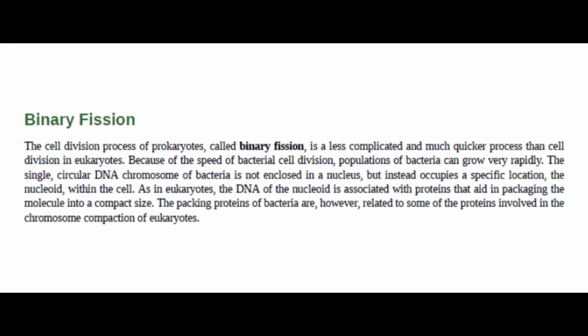The cell division process of prokaryotes, called binary fission, is a less complicated and much quicker process than cell division in eukaryotes. Because of the speed of bacterial cell division, populations of bacteria can grow very rapidly. The single circular DNA chromosome of bacteria is not enclosed in a nucleus, but instead occupies a specific location, the nucleoid, within the cell. As in eukaryotes, the DNA of the nucleoid is associated with proteins that aid in packaging the molecule into a compact size. The packing proteins of bacteria are, however, related to some of the proteins involved in the chromosome compaction of eukaryotes.